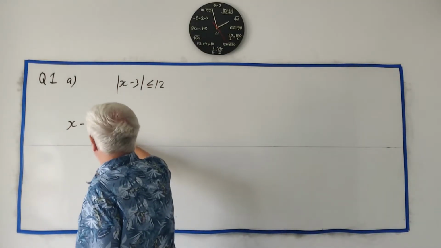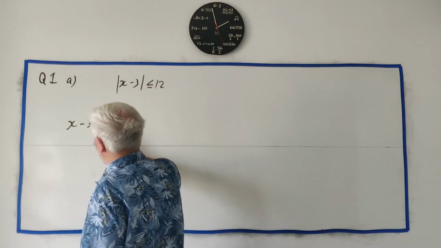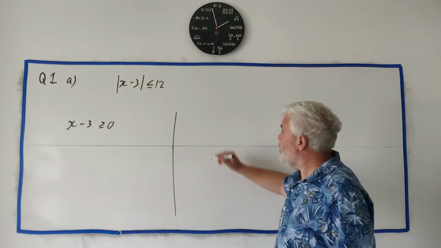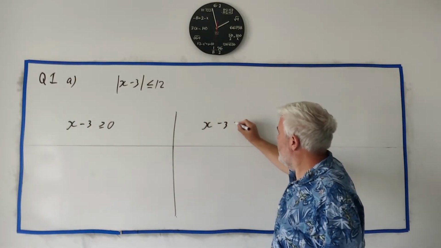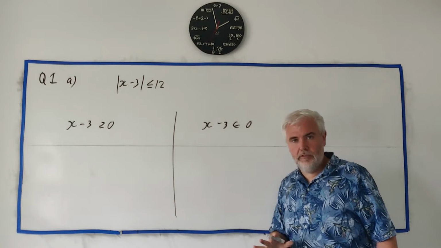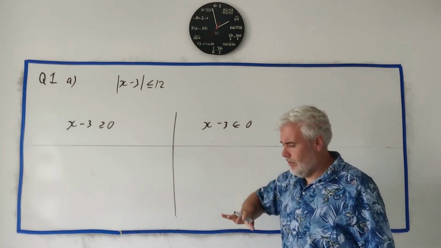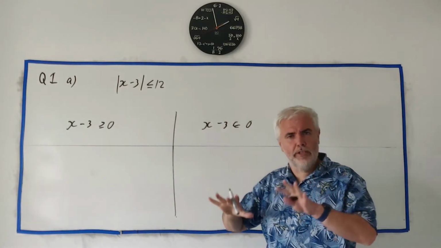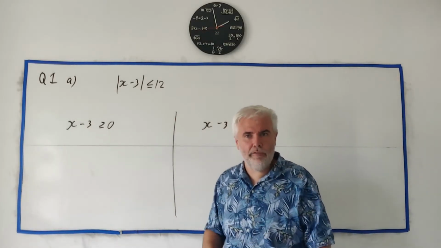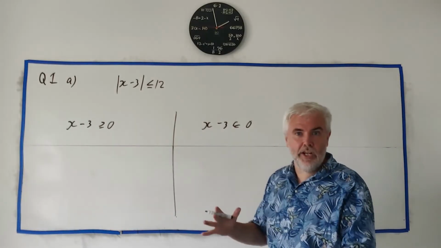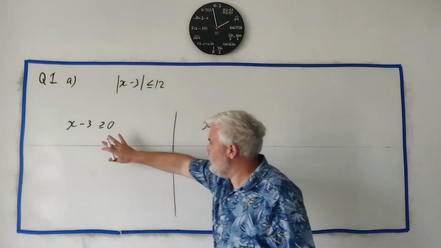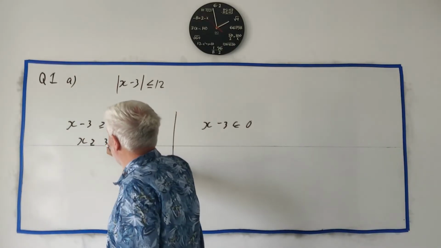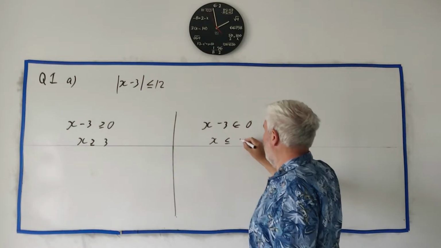I'm going to say x minus 3 is bigger than or equal to 0. That's one world, and we'll put a line down the middle. The other world is x minus 3 is less than or equal to 0. This happens in maths all the time, especially after Leaving Cert. We end up breaking the world into different possibilities and solving in them. So this is quite a common maths thing to do. Another way to write this is just x is bigger than or equal to 3, and x is less than or equal to 3.